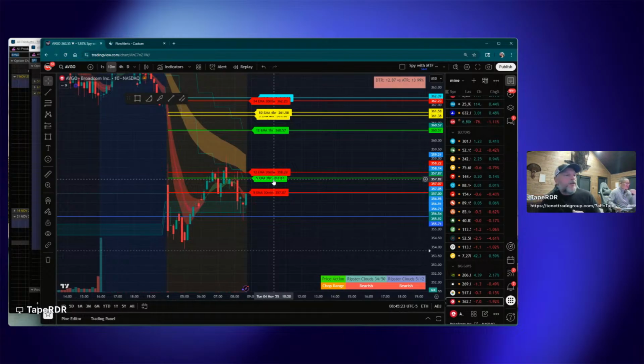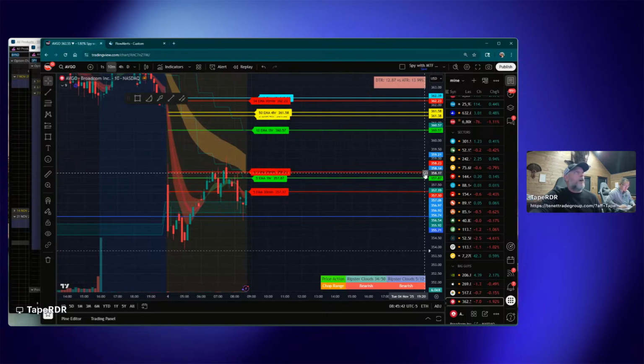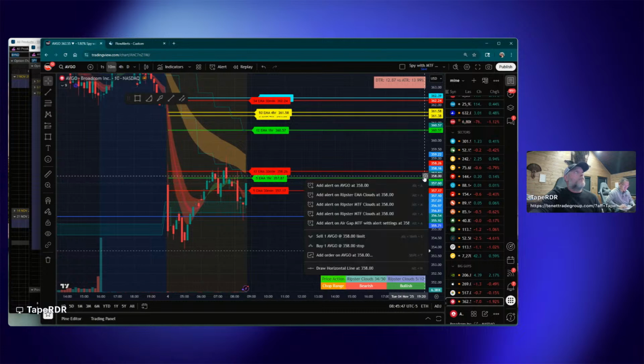I don't like my stop above a weak EMA. I consider a 30 EMA to be a weak EMA. What I like to do is have as many defenders in between me and my stop as possible. Defenders being the higher time frames. So we have this 1 hour. And so what I would do on this trade is set my stop up here, right around 358.